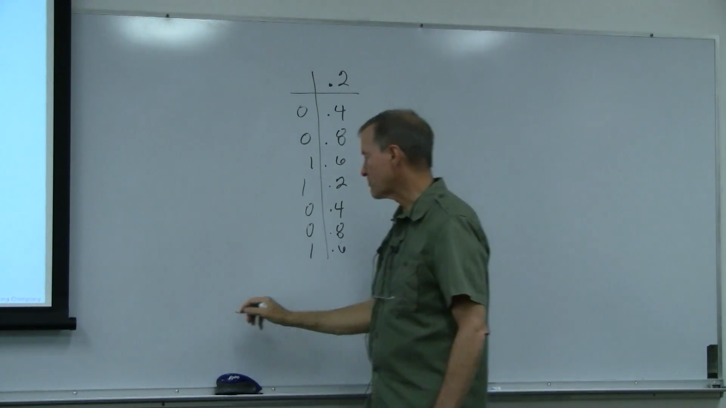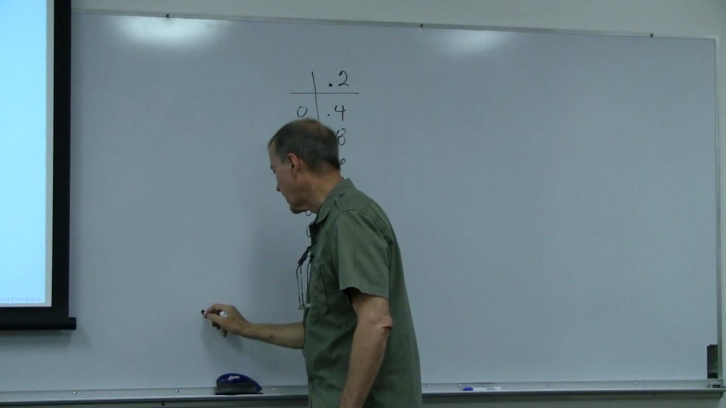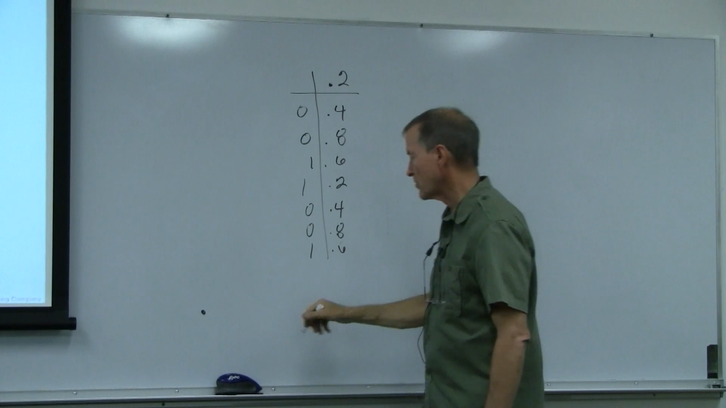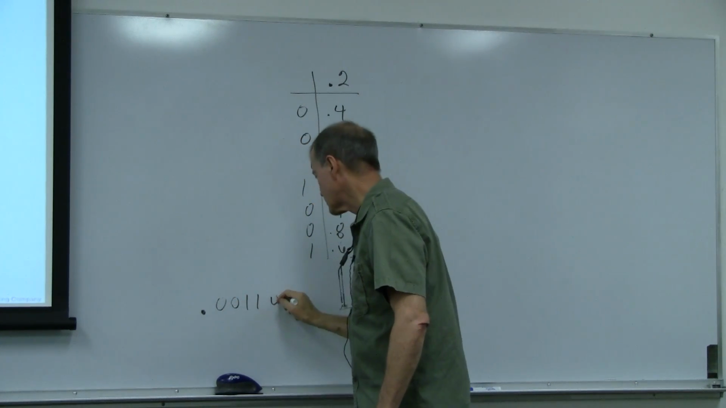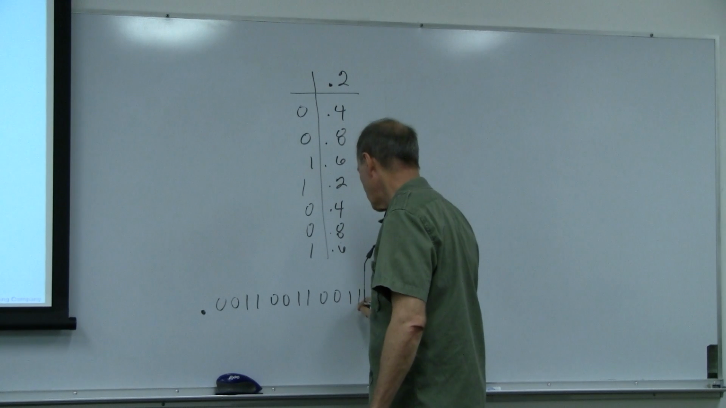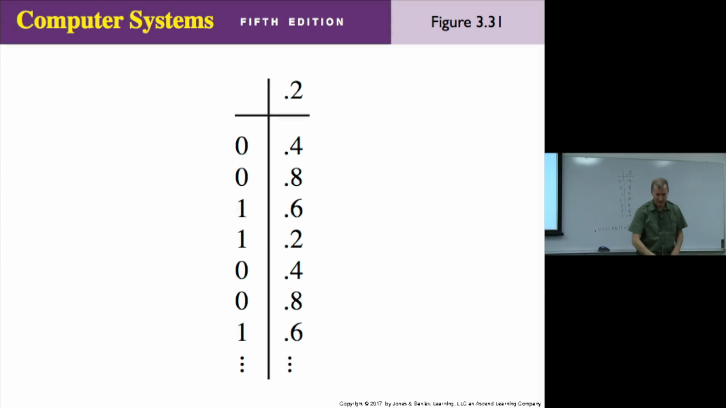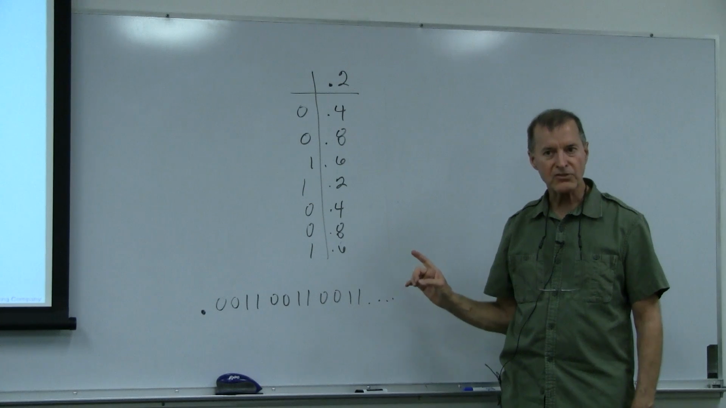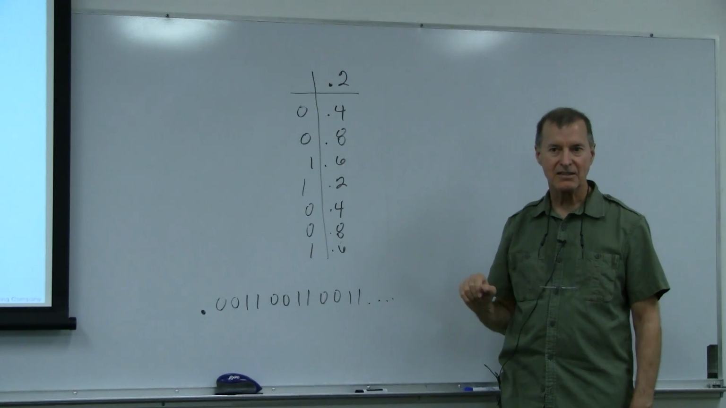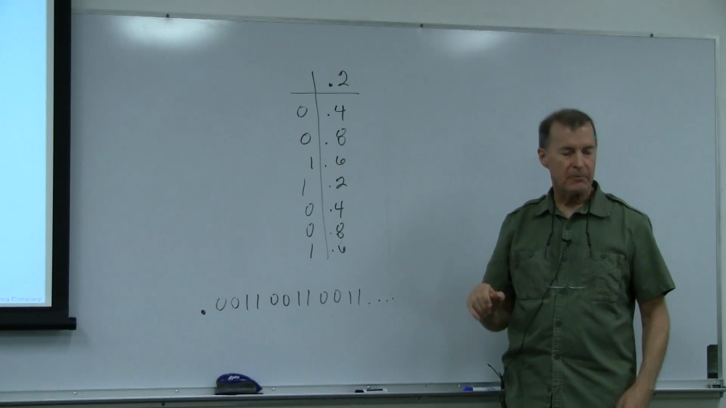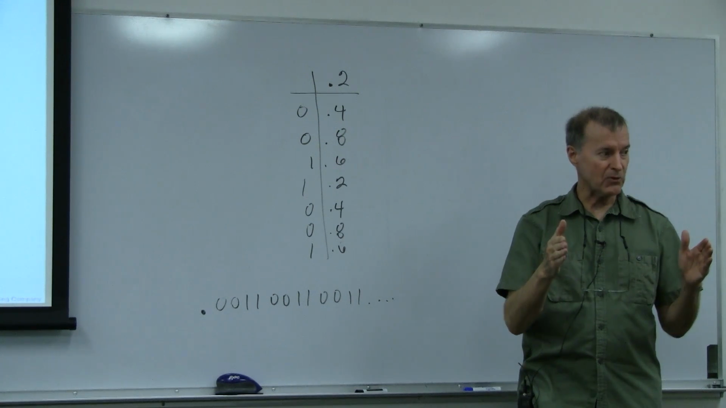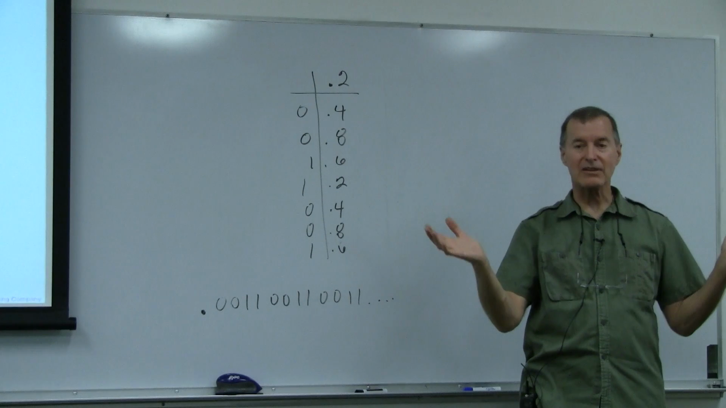So how is 0.2 stored in binary? It's point what? 001100, so it's point 001100110011, etc. So here it is, figure 3.31, which is an interesting phenomenon. Do you realize that you cannot store 0.2 exactly in binary? Because to store numeric values, we have a certain finite number of bits to store them in, right? Memory is not infinitely long.